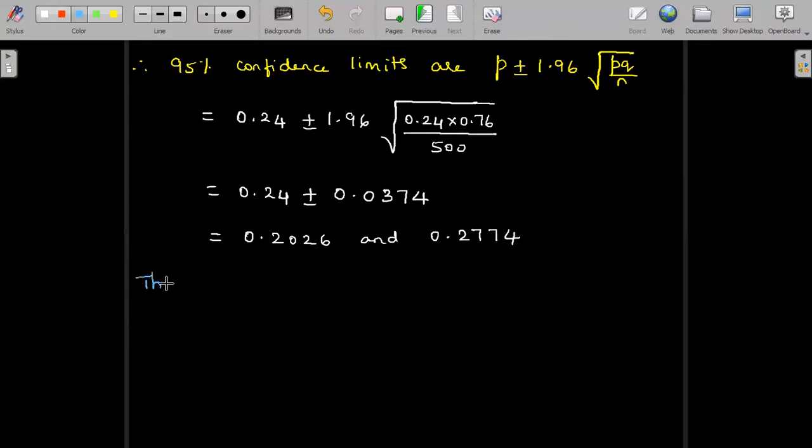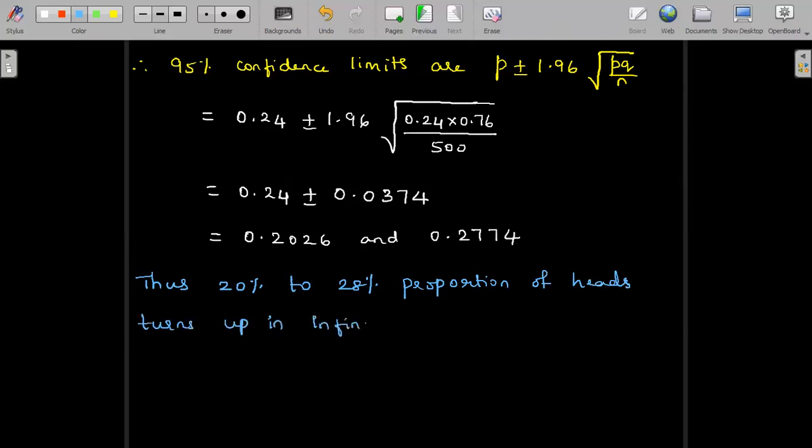Thus, 20% to 28% proportion of heads turns up in infinitely many tosses under 5% level of significance.